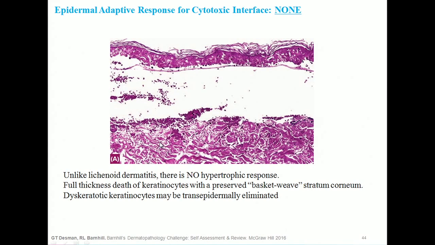Now, the epidermal adaptive response to cytotoxic interface dermatitis is nothing, okay? And that's actually why such a minimal inflammatory infiltrate can cause such massive destruction of the epidermis. So there's no response. Typically, you'll see numerous scattered dyskeratotic keratinocytes with a preserved basket weave stratum corneum over the surface.